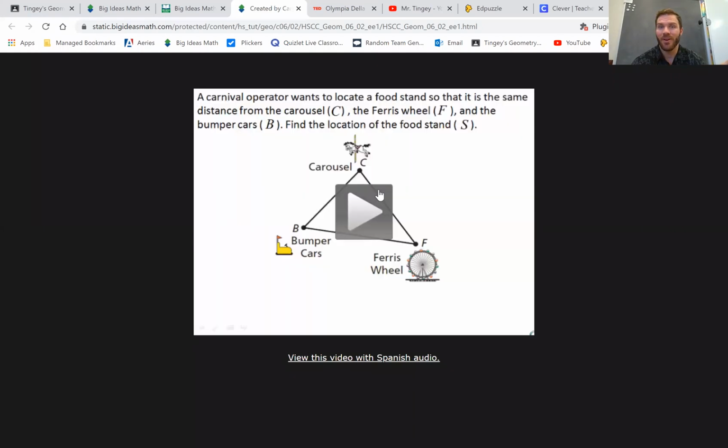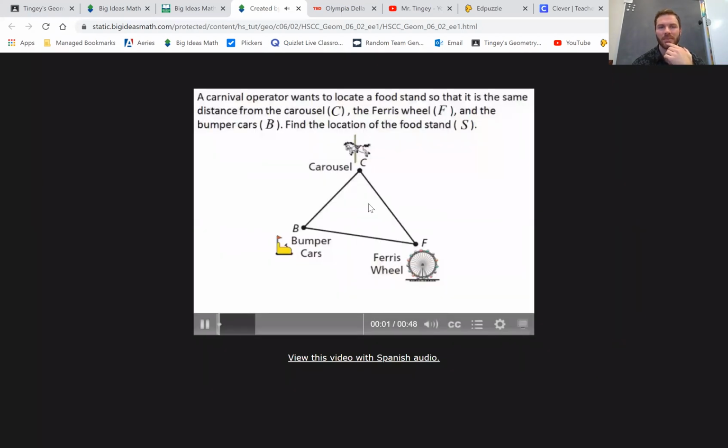I mean, there are videos for all of these already, so I'll just play it a few seconds. A carnival operator wants to locate a food stand so that it is the same distance from the carousel C, the Ferris wheel F, and the bumper cars B. Find the location of the food stand S.